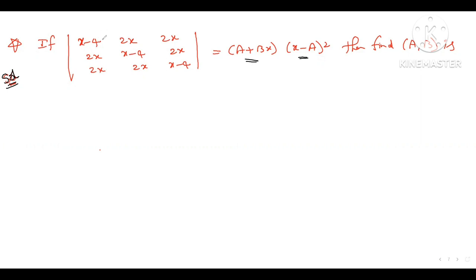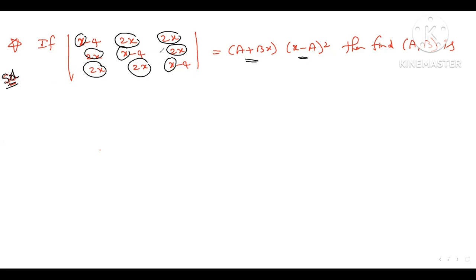Let us observe this determinant. What is the one formation here? Now, we should add all rows. What do we get here? Here x, 2x, 2x total is 5x. Here also the same: 2x, x, 2x gives 5x. Here 2x, 2x, x. One combination will be there. That combination is 5x minus 4.